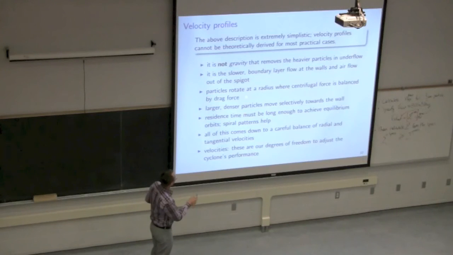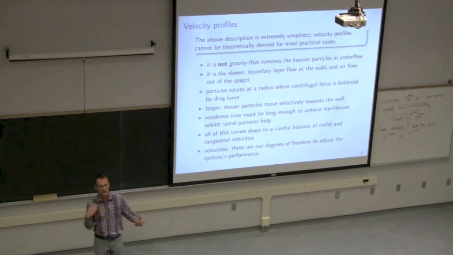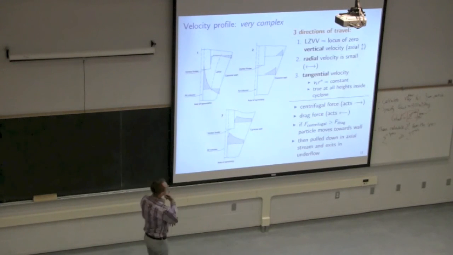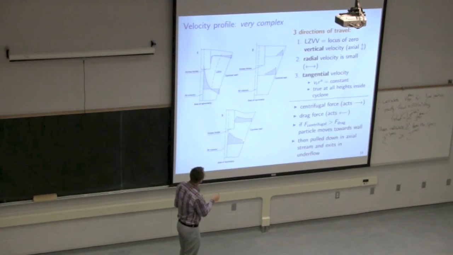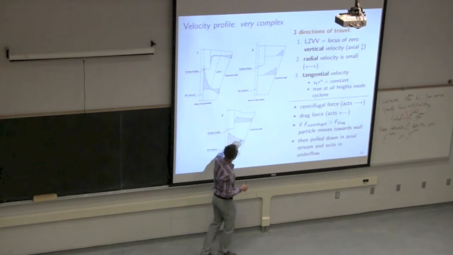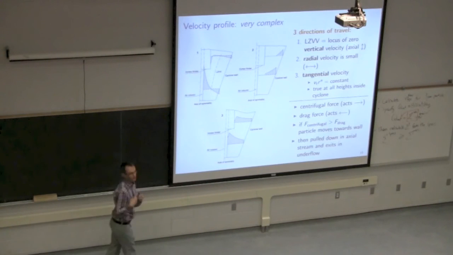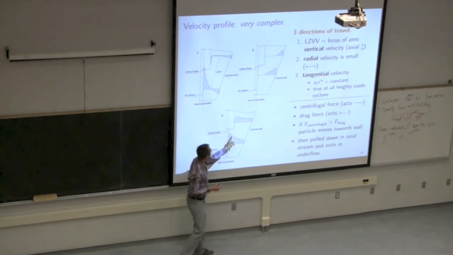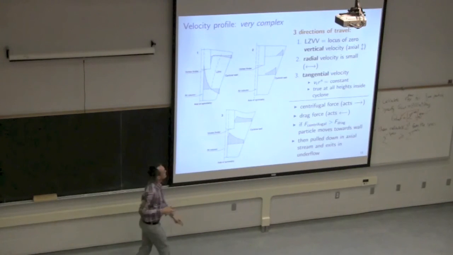So particles will rotate and find this balance of centrifugal force. Remember, the centrifugal force is induced by the tangential velocity. Tangential velocity is the velocity on the outer ring. It's very slow at the wall, relatively speaking, and then the tangential velocity component gets higher and higher. That also indicates where the centrifugal forces are. So the force on the particle is much greater here, from the perspective of centrifugal force, relative to the wall.